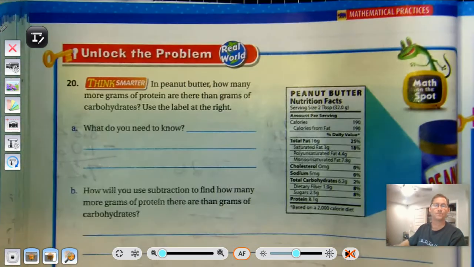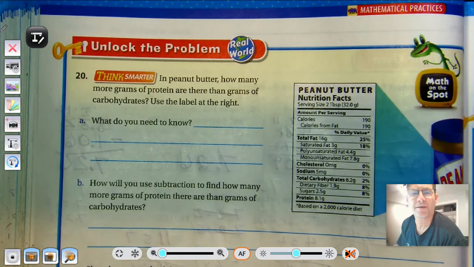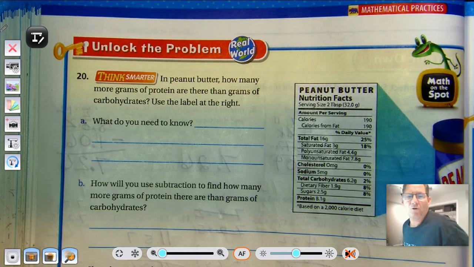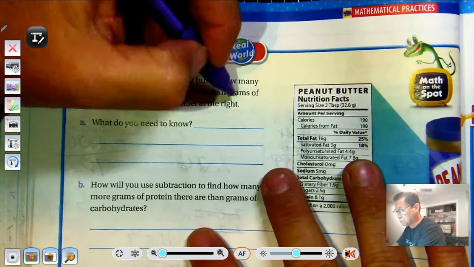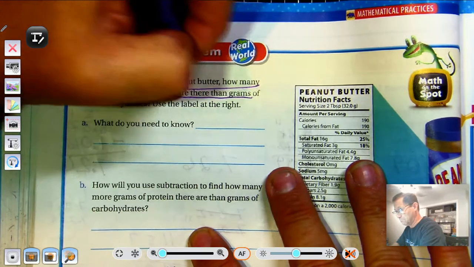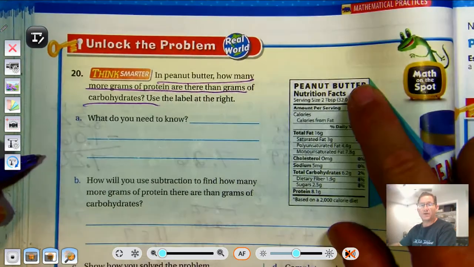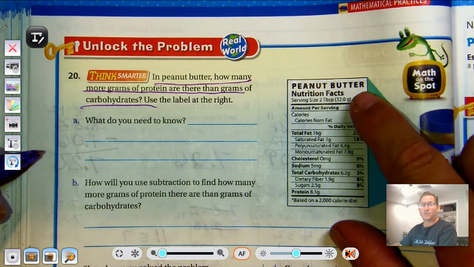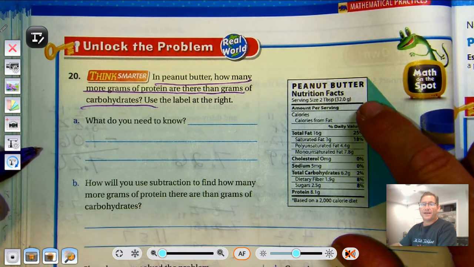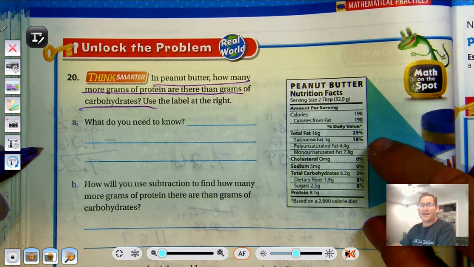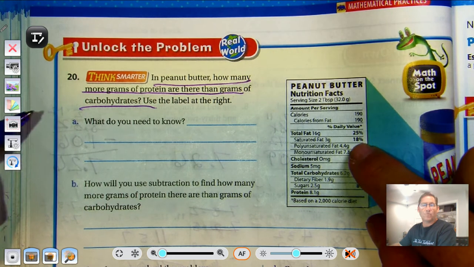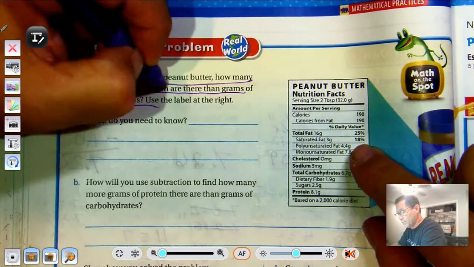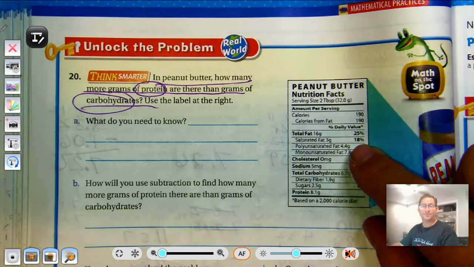Number 20. In peanut butter, how many more grams of protein are there than grams of carbohydrates? Okay. Use the label at the right. Okay, so we see peanut butter, and we have nutrition facts. And it says calories 190, total fat 16 grams, saturated fat 3 grams, and so on. We need to find protein and carbohydrates.